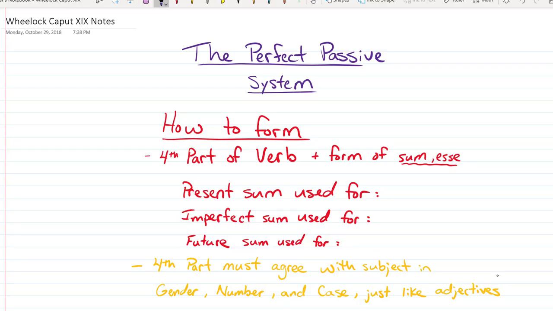In chapter 18, we were introduced to the concept of passive voice for verbs through the first and second conjugation and looking at the present, imperfect, and future tenses. In chapter 19, we're going to look at the perfect passive system for all verbs.